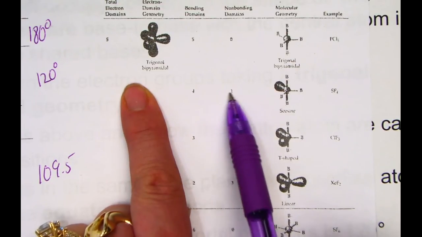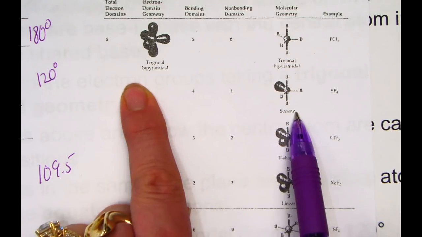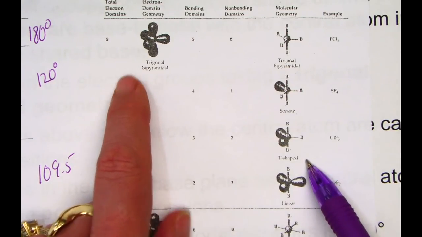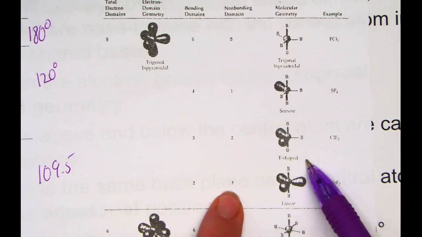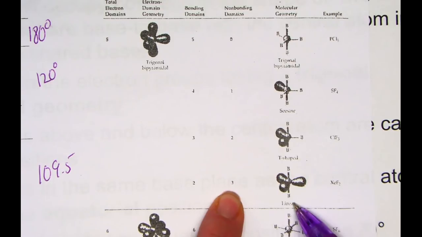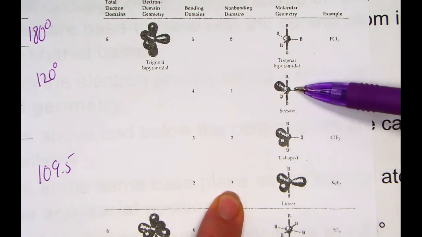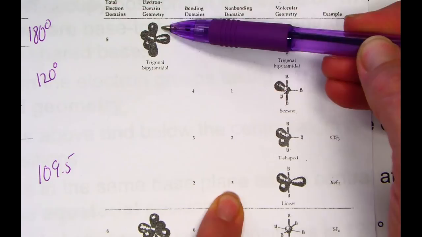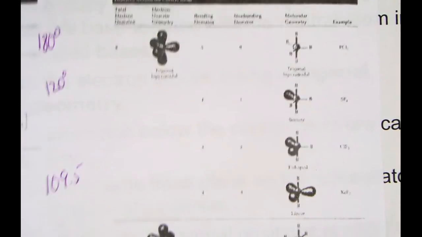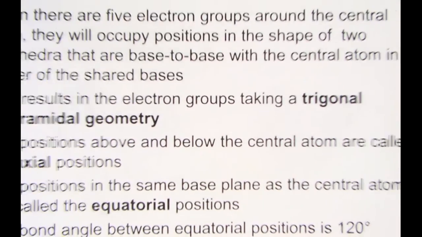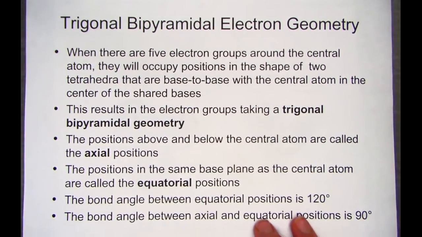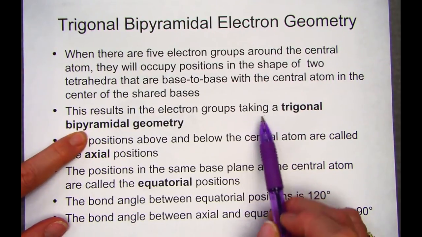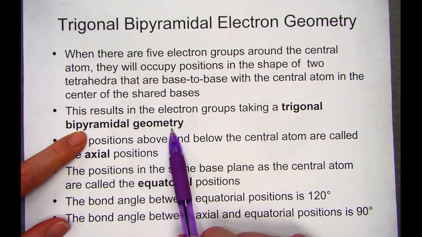If four are bonded and one is non-bonded, we have a shape called seesaw. If three are bonded, two non-bonded, it's called T-shaped. And if two are bonded with three unbonded pairs, it will create a linear molecular geometry. Four possible molecular geometries when we have five electron domains. The electron domain geometry is known as trigonal bipyramidal. The resulting groups of electrons, when there are five, takes on a shape of trigonal bipyramidal geometry.